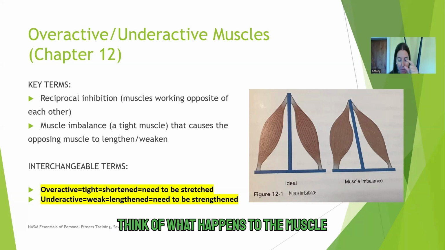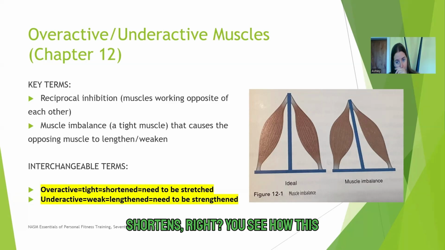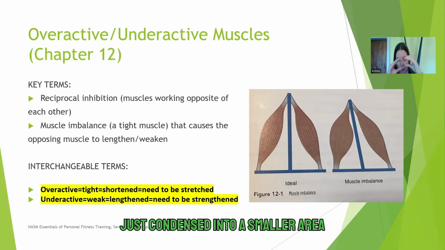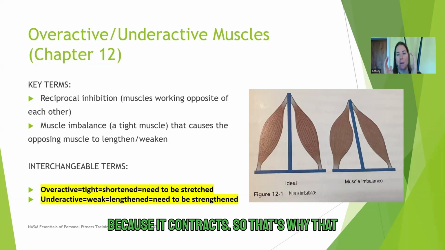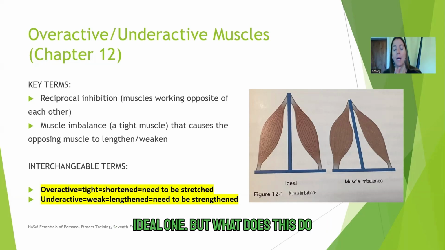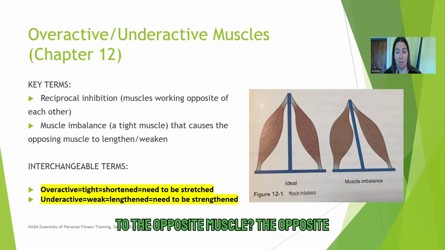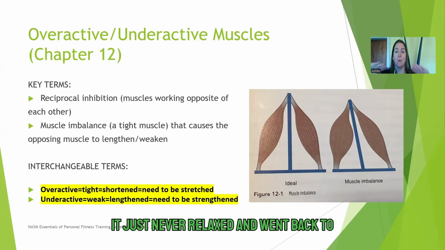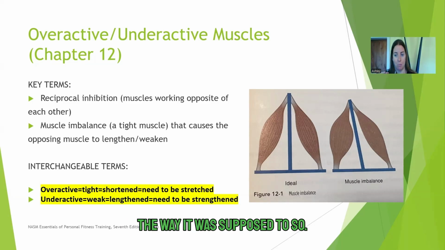So think of what happens to the muscle length when it's contracted. It shortens, right? You see how in this picture it's bunched up? It's not like a tight muscle has less muscle fiber. It's just condensed into a smaller area because it contracts. So that's why that muscle looks wider, fatter than the ideal one. But what does this do to the opposite muscle? The opposite muscle did what it was supposed to. As a partner, if this one gets short, that one gets long. It just never relaxed and went back to the way it was supposed to.